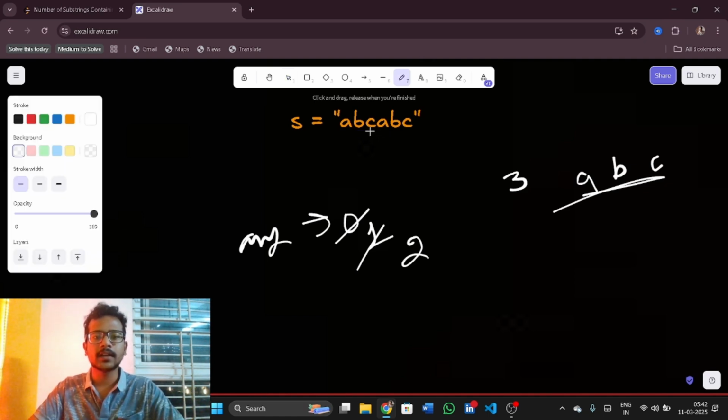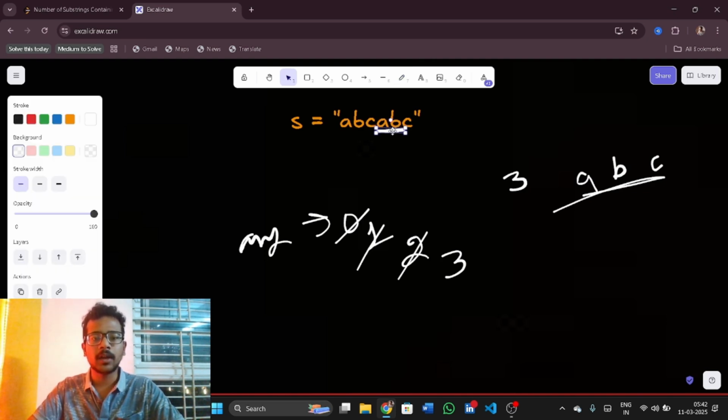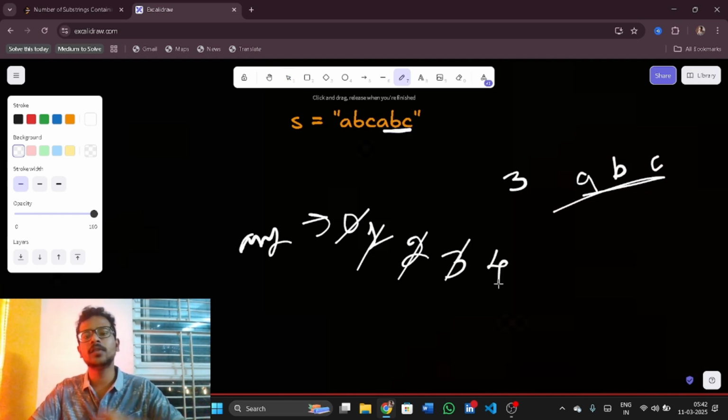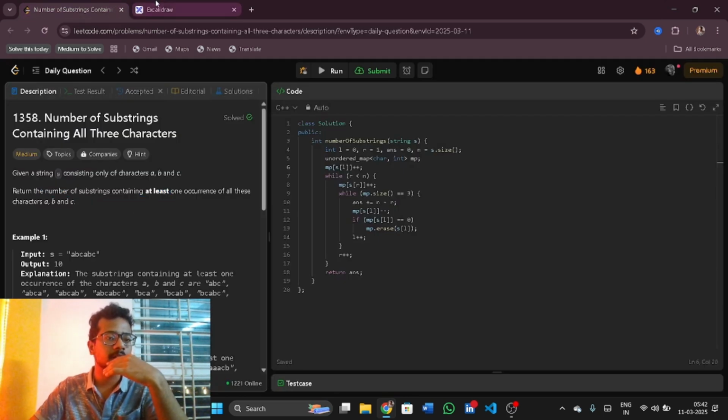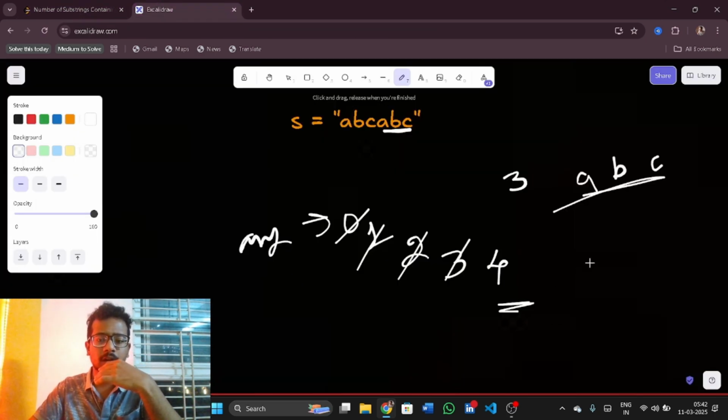Then I'll get A, B and C again. So at this point I got another substring having A, B and C. Let me increment my answer count to 3. Now I am sliding again, and I got A, B, C again, so here I got the answer of 4. That's it. But they gave the answer as 10 here. What are the other 6 which are missing?